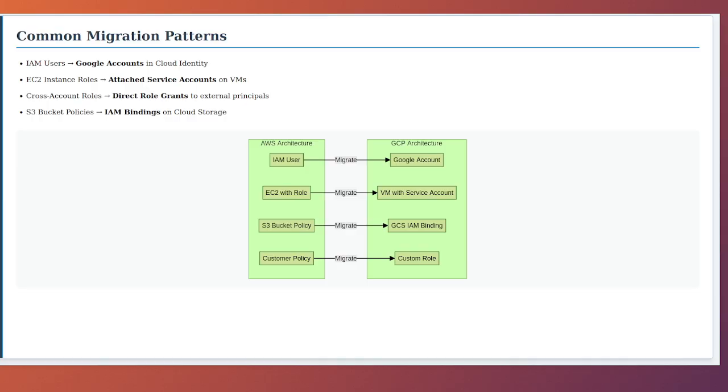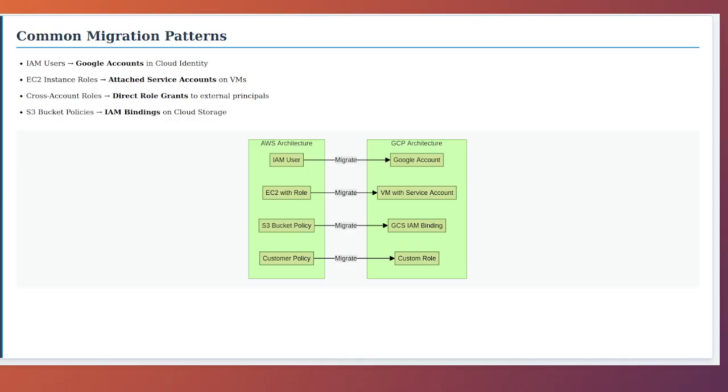For S3 bucket policies, use IAM bindings on Cloud Storage buckets. The command gcloud storage buckets add-iam-policy-binding adds a binding to a bucket. Map the AWS principals to GCP members and the AWS actions to GCP roles. Note that GCP does not support explicit denies in bucket IAM policies. Use IAM deny policies for that functionality.